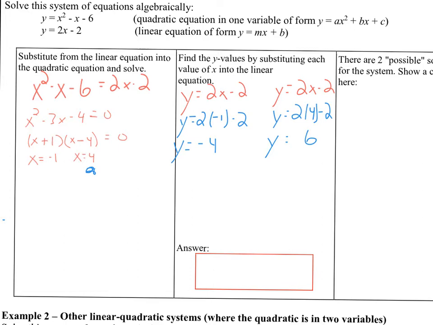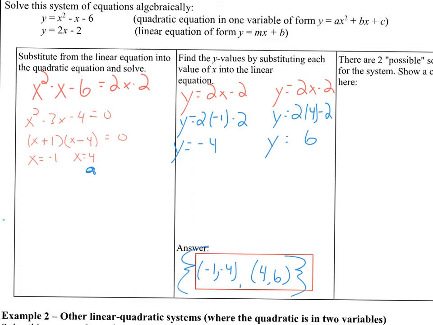And then what you need to do is actually write them as ordered pairs. So your answer is going to be the x and the corresponding y. So the x value was -1, the y value was -4. So you have to write -1, -4. Same for the other one. We have 4, 6. Those are the answers. Put in the brackets if you so choose. You're good to go. Now we want to do a check.